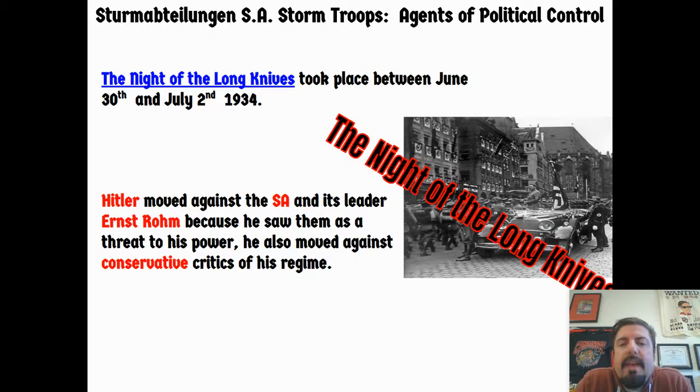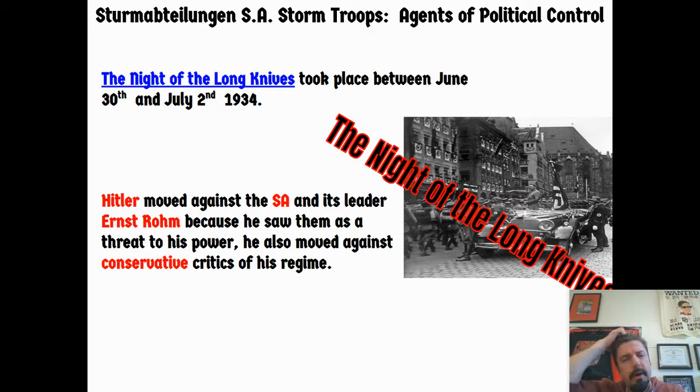Hitler moved against the stormtroopers and its leader Ernst Röhm because he saw them as a threat to his power. There were 4 million of these people in the SA. He saw them as a threat. So basically, he said to the military and to other people, if I can get rid of the SA and if I can get rid of Ernst Röhm, I want you to swear allegiance to me. And so from that point on until the end of World War II, the German military, the Wehrmacht, was loyal to Hitler. And so they got rid of Ernst Röhm.